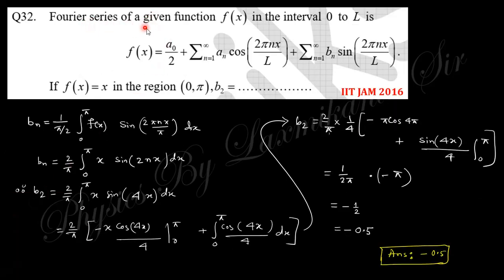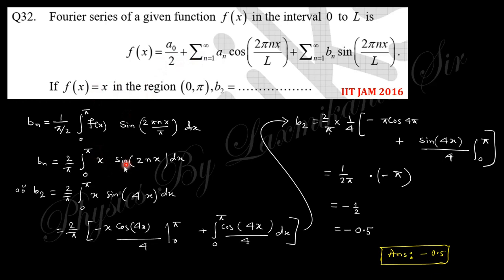Which says this Fourier series given by this function like that. If f of x equals x in this region 0 to pi, you need to find out b2. You know bn equals to like that. Here this limit l is changed into pi, so l becomes pi. Put l equals to pi here, and this is the x.